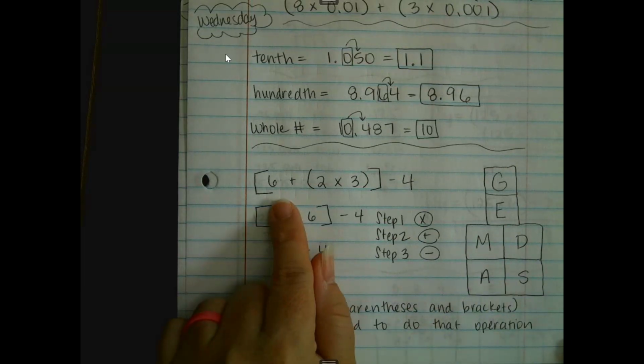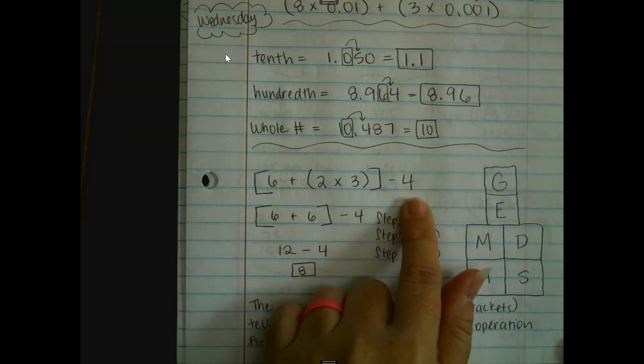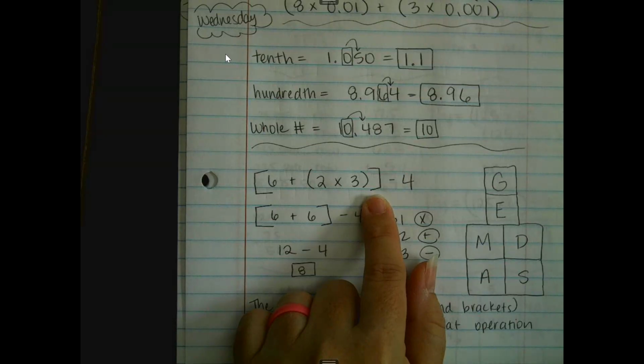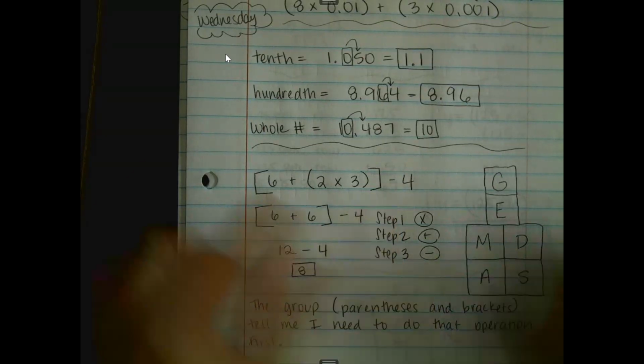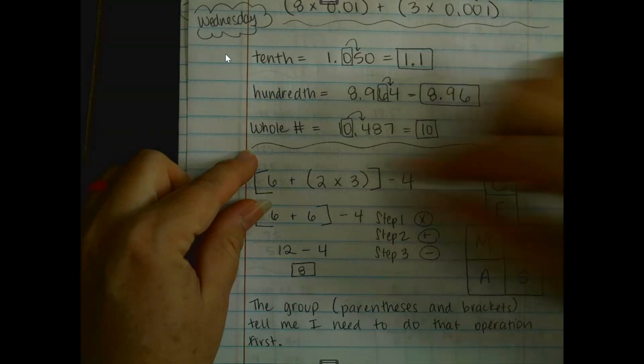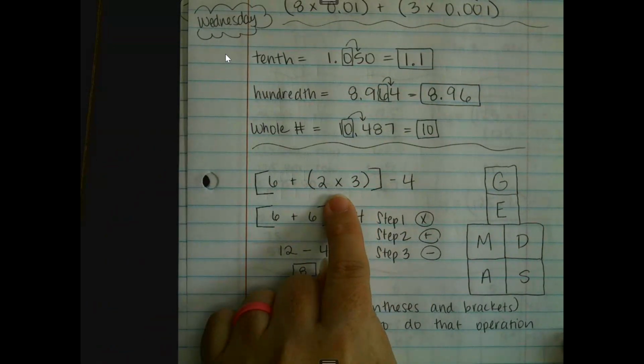All right, so this one, I've got 6 plus 2 times 3 minus 4. So I notice that this here is in a bracket. So I'm going to do what's in here first. So I'm going to focus on just this piece. And within that piece, if I looked at just this part here, I notice that there are parentheses, so I'm going to do that first.